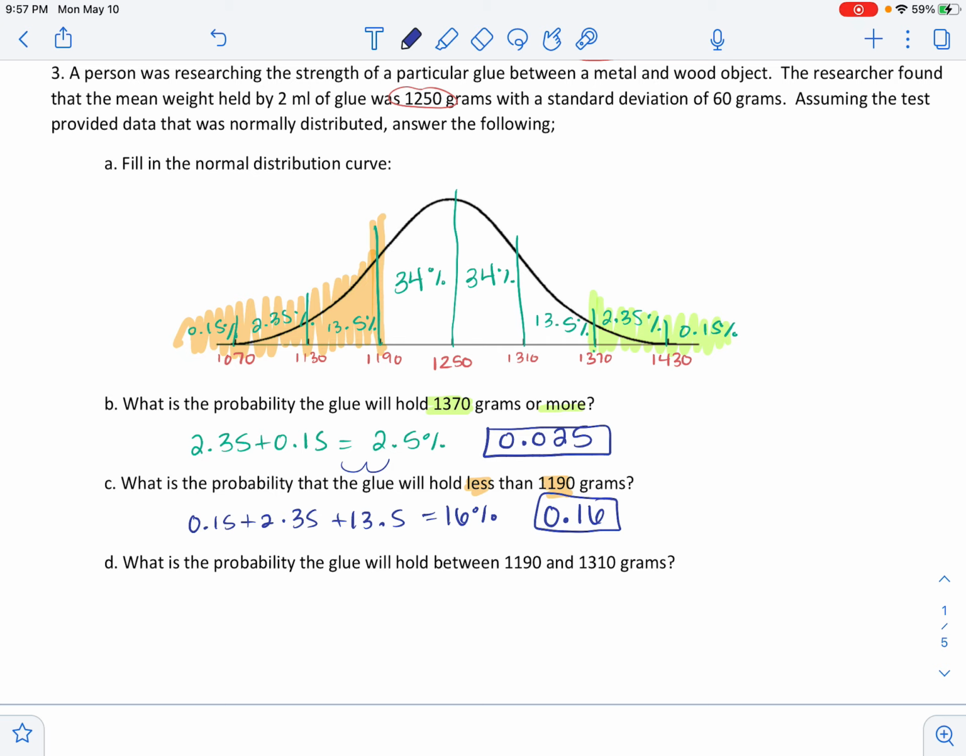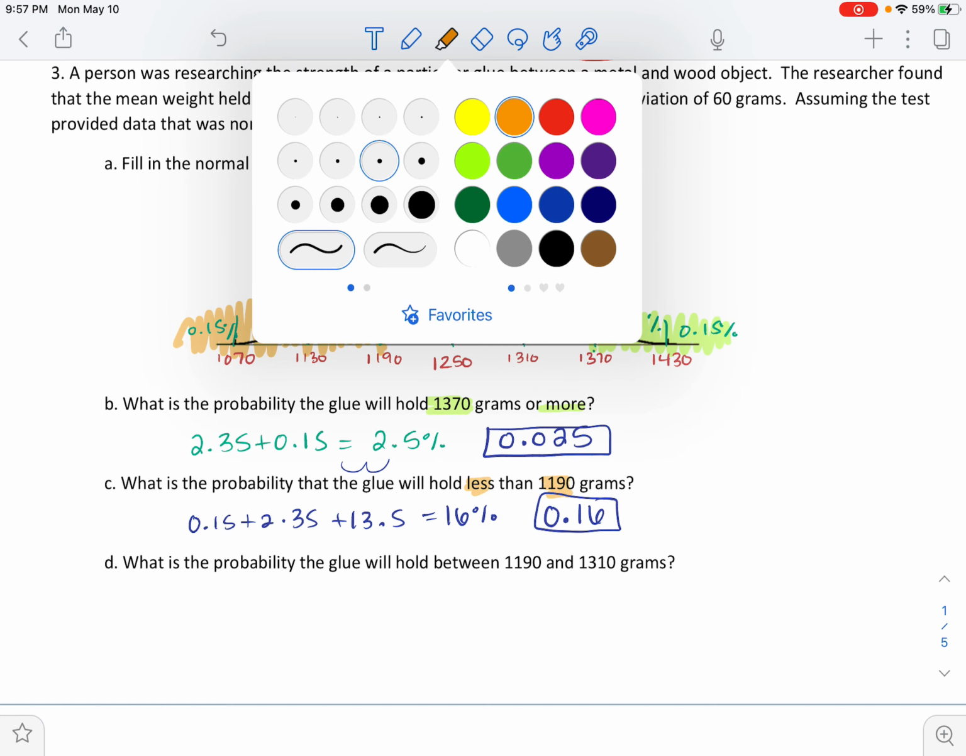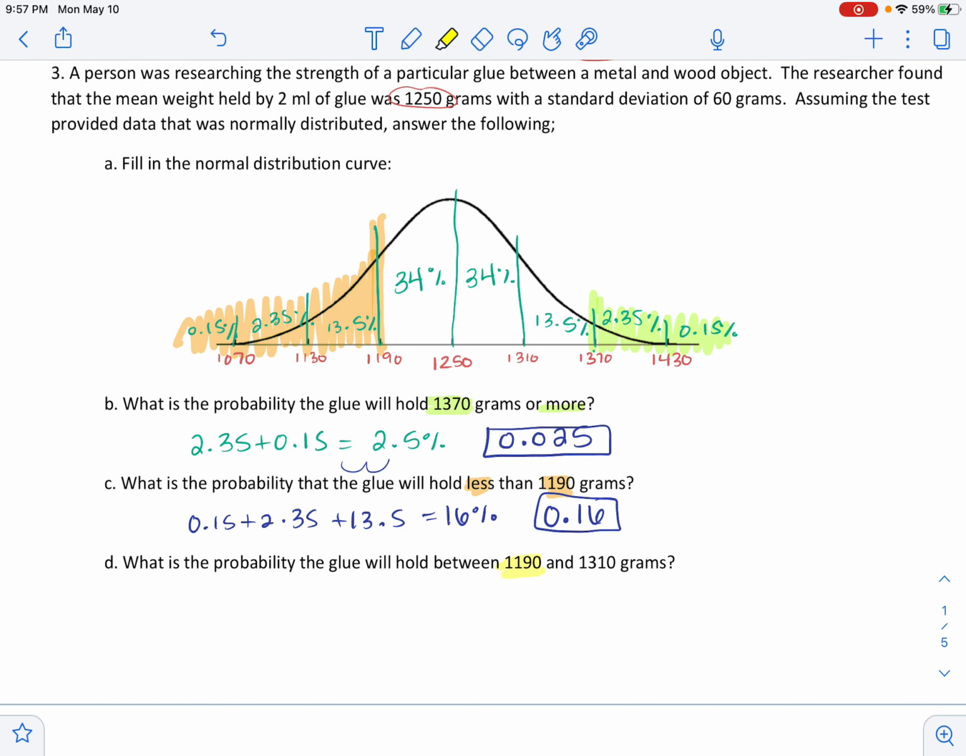The last one says, what is the probability the glue will hold between 1,190 and 1,310? This time we want between, so we need to find both of these values. 1,190 is here. 1,310 is right here. And we want the probability in between. Again, you can just add these two. 34 plus 34 is 68%, which as a probability is 0.68.